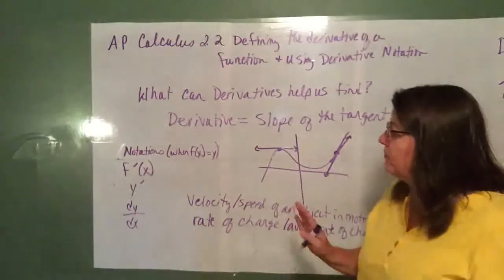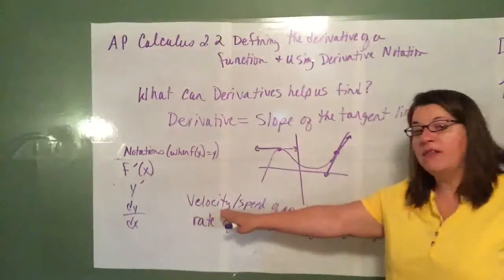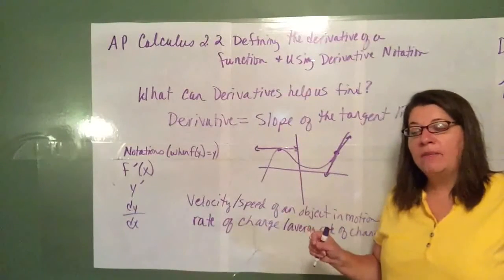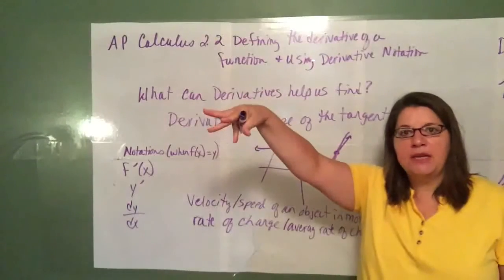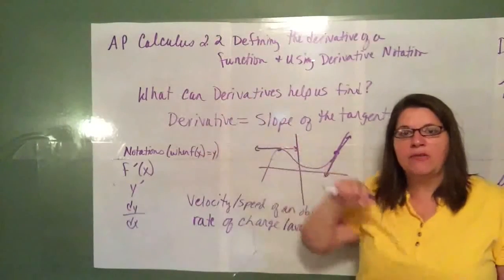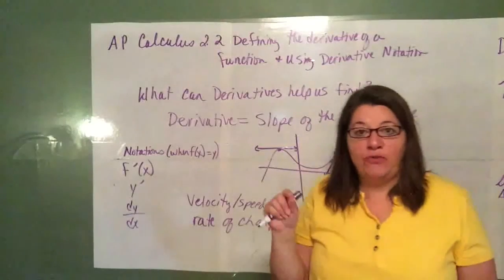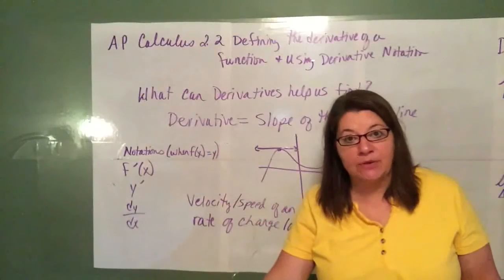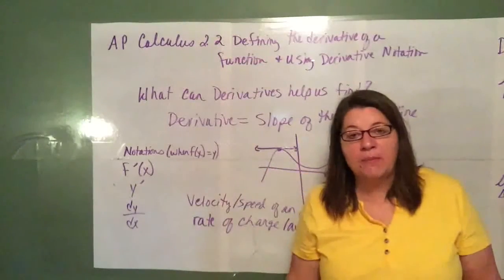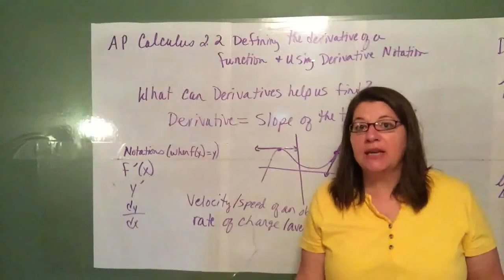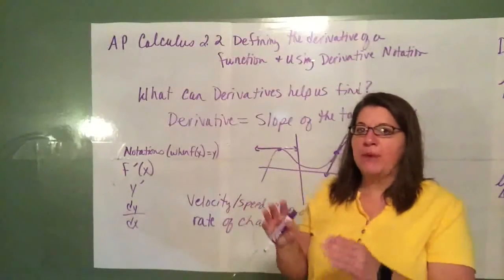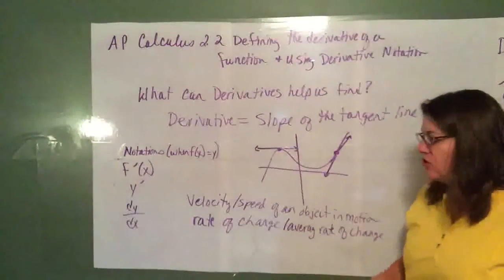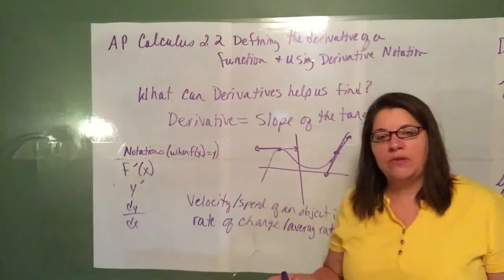Other things that you can find using derivatives are the velocity or the speed of a particle or an object as it moves. If you think about dropping something off of a building or off of a bridge, its velocity will be negative, not because speed is negative, but because it's going down. If you throw a ball up in the air, the velocity will be positive because it's going up. So that's just real basic velocity. The rate of change, or the average rate of change, is another big one for using derivatives.